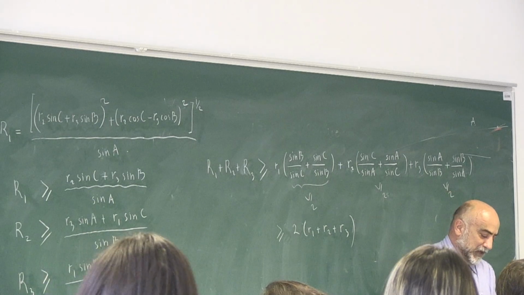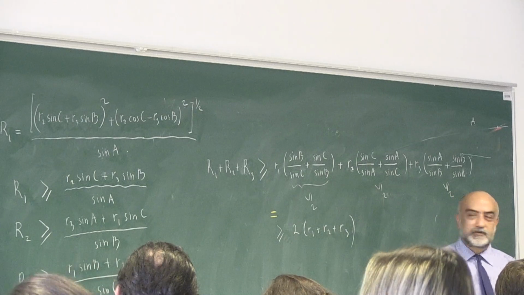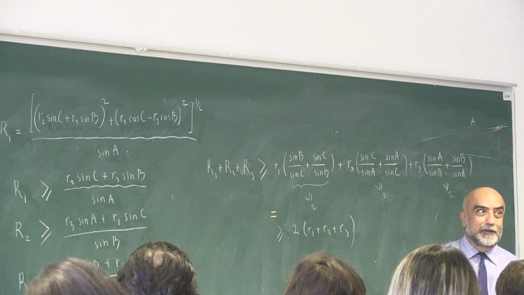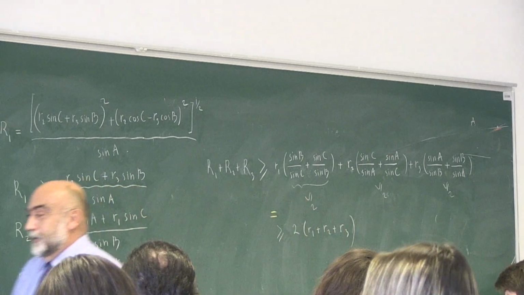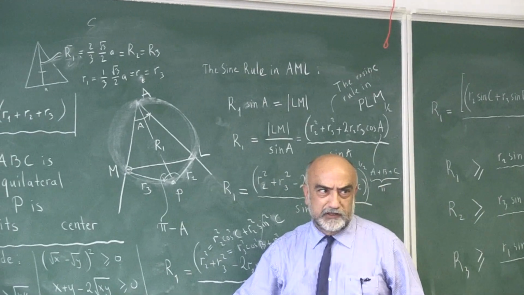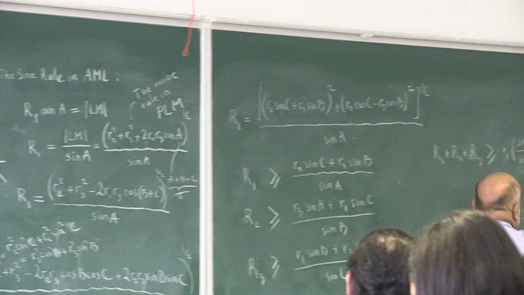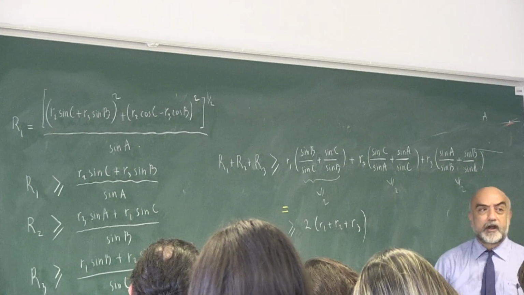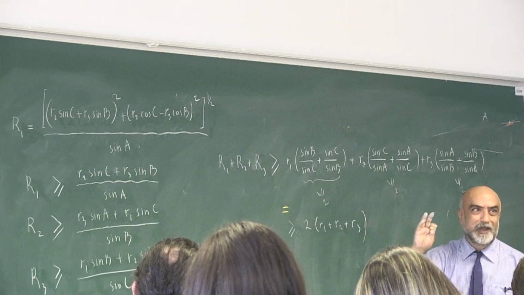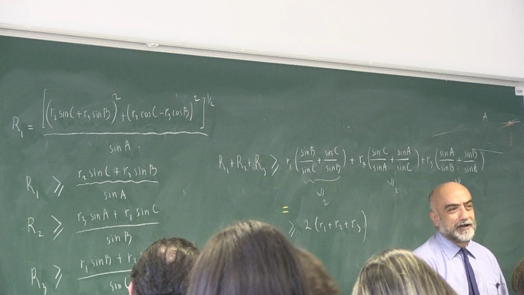Not only that, you can also ask the following question. When does this thing reduce to an equality? Well, in order for this to reduce to equality, each one of these things must be 2. Well, x over y plus y over x, if it is 2, then x is equal to y. So if each one of these things turns out to be exactly 2, then sine A must be equal to sine B, must be equal to sine C. So your triangle, in fact, must be an equilateral triangle.